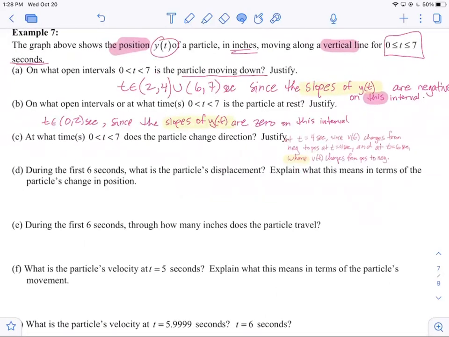During the first 6 seconds, what's the particle's displacement? During the first 6 seconds, displacement. Hey, how do we find displacement?